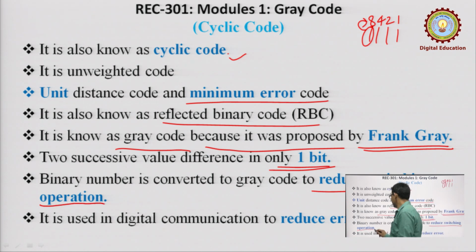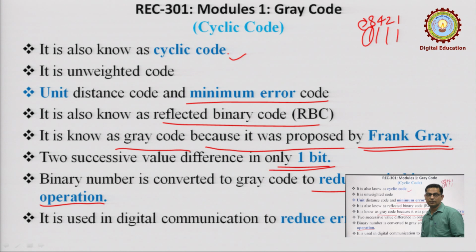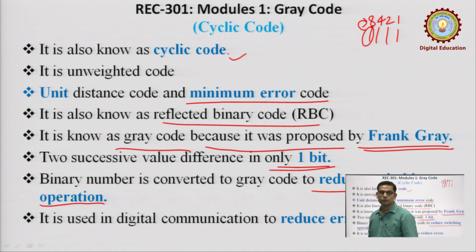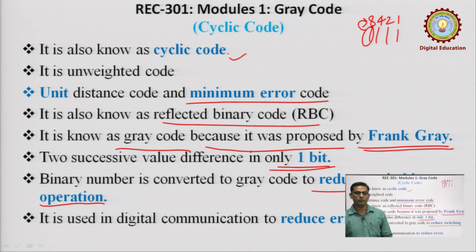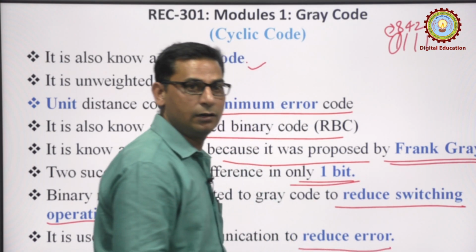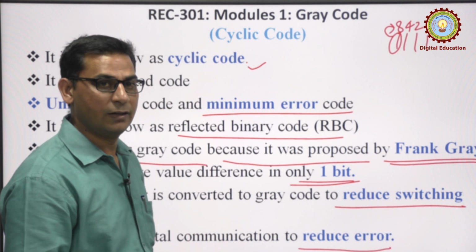The binary number is converted to gray code to reduce the switching operation. So, this code is used especially for switching applications, and it is used in digital communication to reduce the error. Okay. From here you can see this is used to reduce the error. Okay.